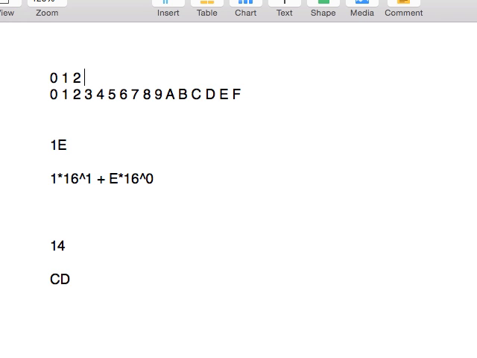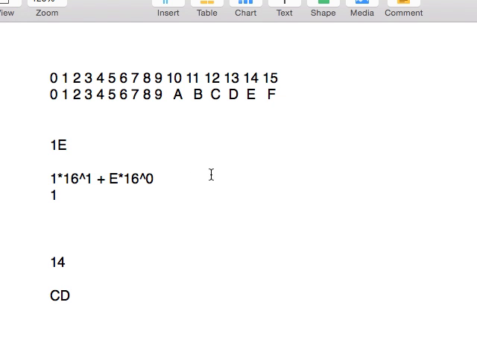Let's just do this. 1, 2, 3, 4, 5, 6, 7, 8, 9, 10, 11, 12, 13, 14, 15. Space these numbers out so they line up appropriately. 1 in base 16 is 1 in base 10, so we can leave that alone. I'll just copy and paste here. But E in base 16 is 14 in base 10, so I've got to replace that here.